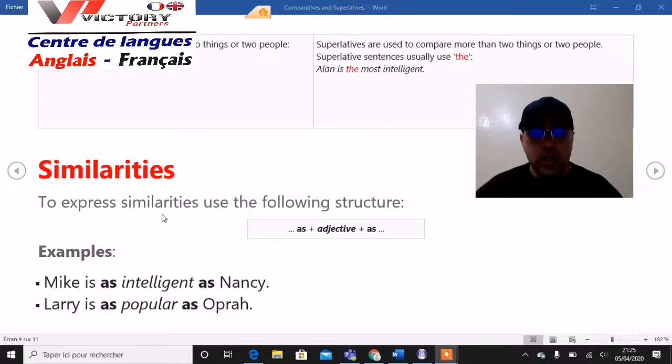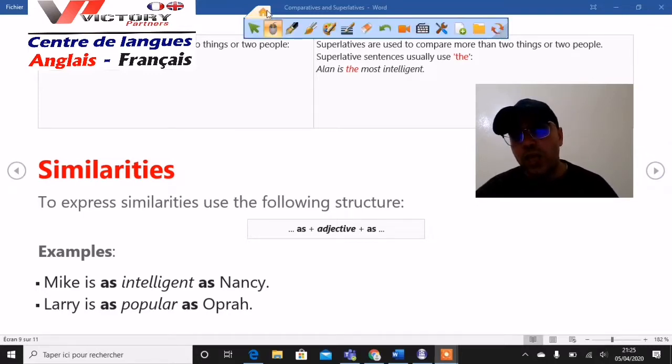To express similarities, use the following structure. We use as plus adjective plus as. Example, Mike is as intelligent as Nancy. Larry is as popular as Oprah. So here these people are similar. It means both of them are intelligent. So this is everything for similarities.